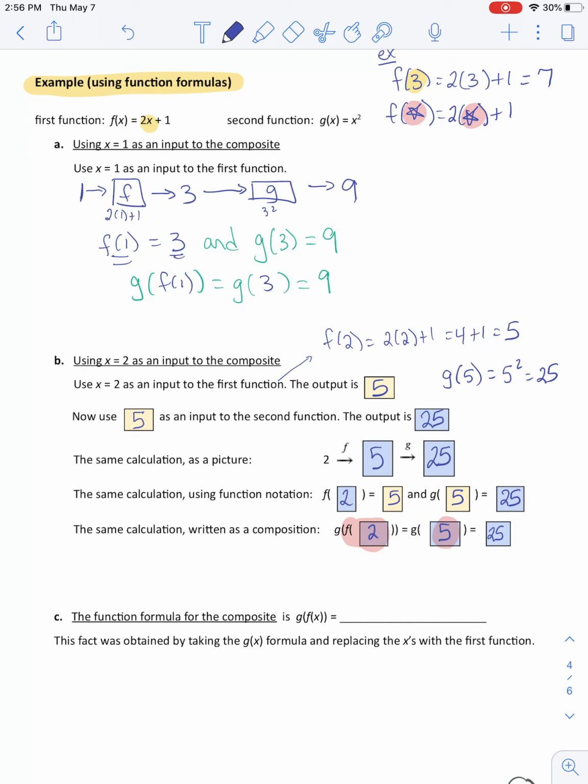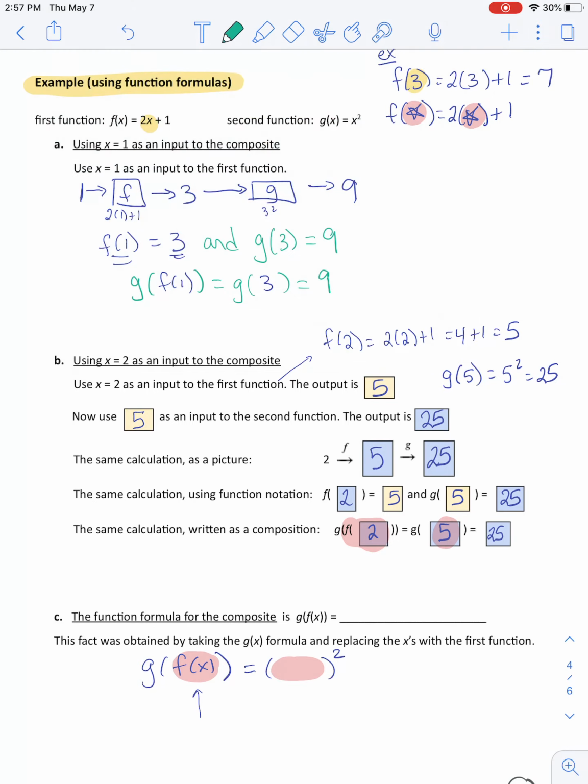Now we want to know what a formula is for this composition. Remember when I have g of f of x, all this means is I want to take this function and put it into the g function. Now, my g function, g of something, is equal to something squared. Well, what is that something? That something is f of x.